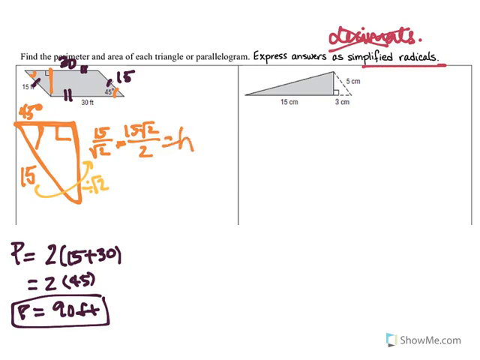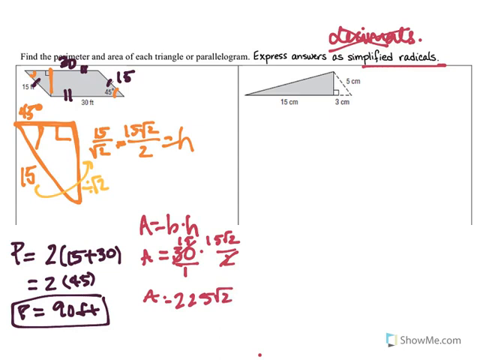But that's my height now. So in order to find area, area is base times height. Well, we know base is 30, and we know height is 15 root 2 over 2. So I can solve that pretty easily. You can just plug it in your calculator, but I'm just going to simplify. I know 30 and 2 both have a common factor of 2, so I'm left with 15. So I've got 15 times 15, which is 225 radical 2.